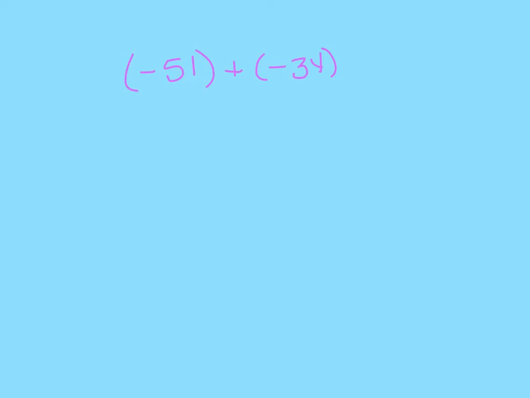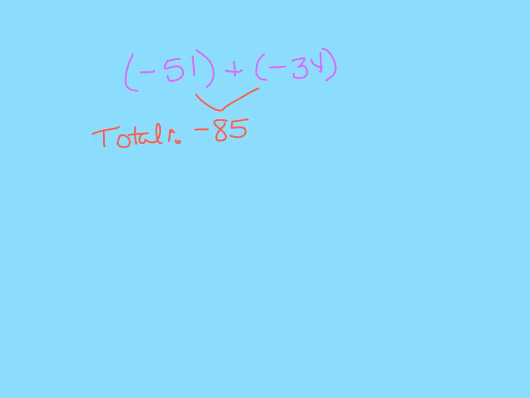Again, signs are the same. Find the sum. So I'm going to 51 plus 34. Well, 50 plus 30 is 80. 1 plus 4 is 5, so that's negative 85. Now, I'm not done. All I found so far is the total.